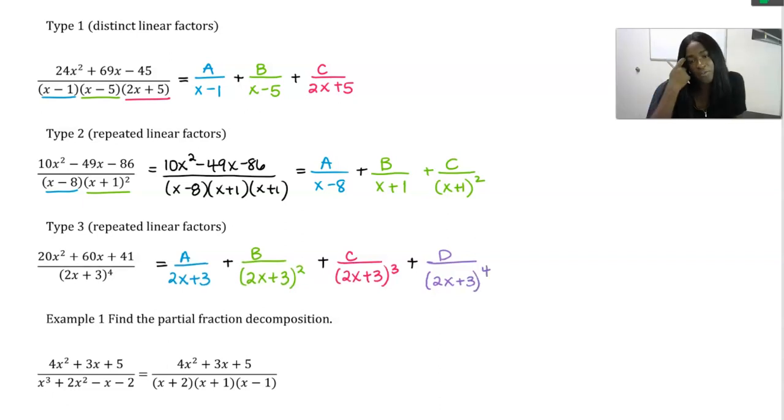So if you have a linear factor that's repeated, you repeat it in your decomposition, increasing exponents each time until you get up to the exponent that it showed up with. So we wrote it 1, 2, 3, 4 times, increasing exponents along the way because it showed up with an exponent of 4. Okay, so this page right here, these 3 things, type 1, type 2, type 3, are very, very, very important. You will not be able to decompose into partial fractions if you cannot set it up, first of all.